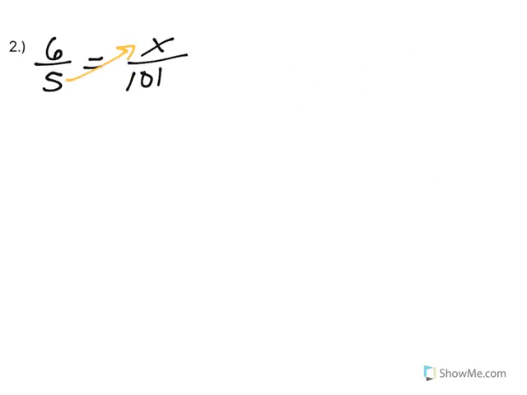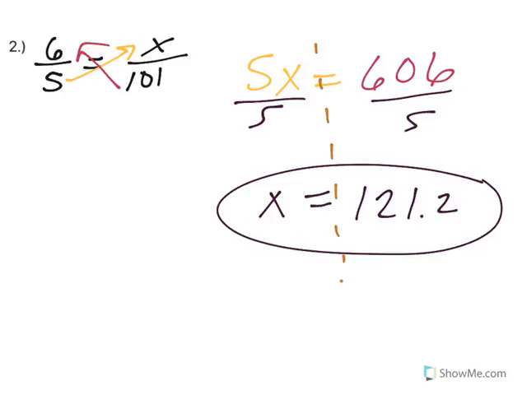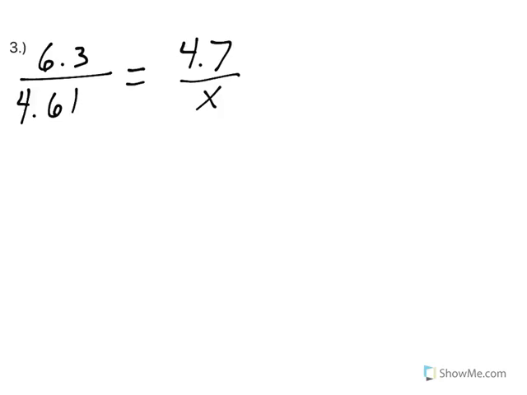All right, cross multiply. 5x equals 606. Equal sign breaks it up. I divide both sides by 5, and x equals 121.2. Now we have a decimal. That's okay, we can play with decimals.